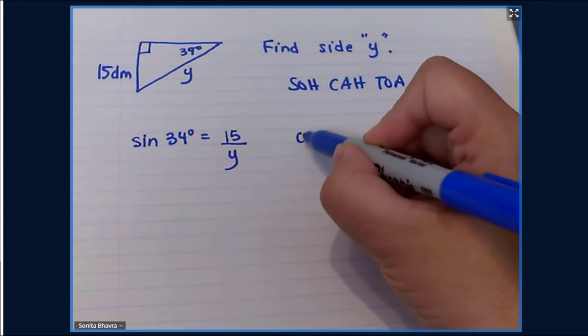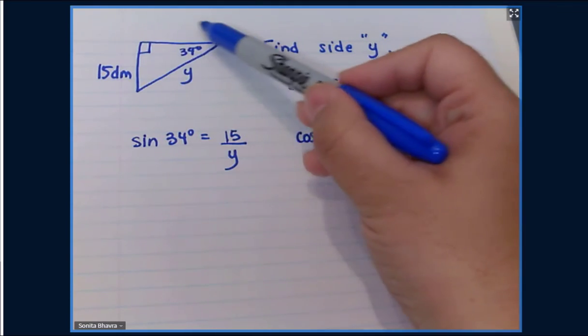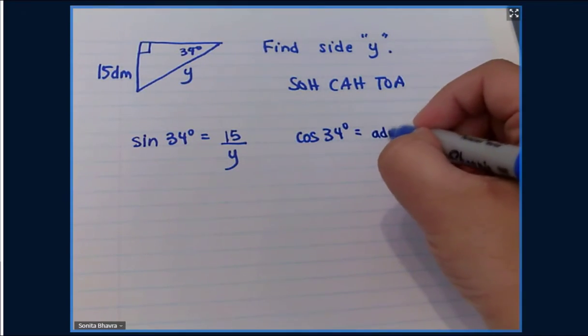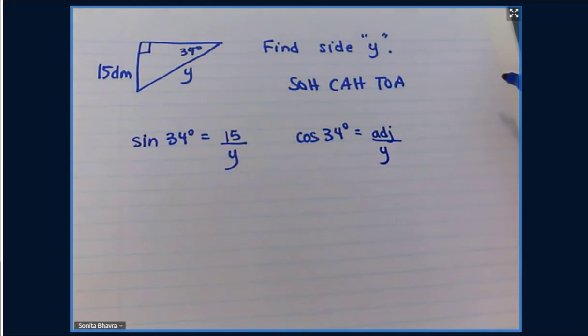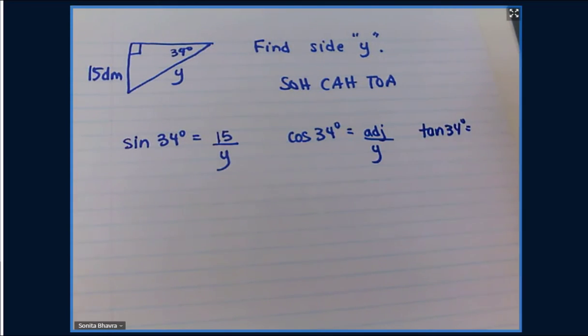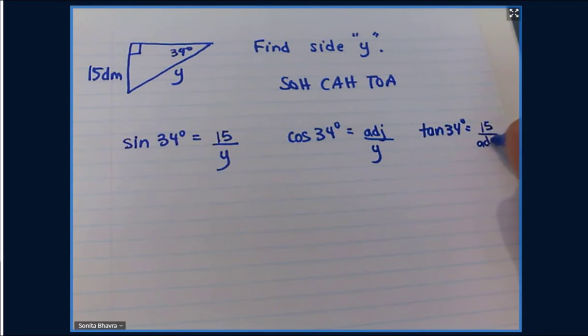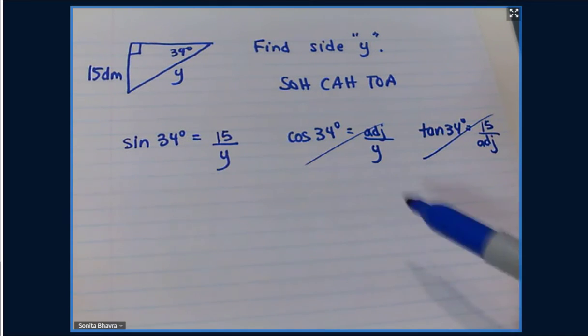But I'm just going to write out the other ratios as well. Cosine of 34 degrees is adjacent. We're not given anything adjacent, so I'm just going to have to put adjacent over y. So we can see here, not enough information to use our cosine of 34 degrees. And last would be tan of 34 degrees, which is opposite. Opposite is 15. And adjacent, which we are not given, and which we are not trying to find. All right, so we can't use this one, we can't use this one. We will be using sine of 34.